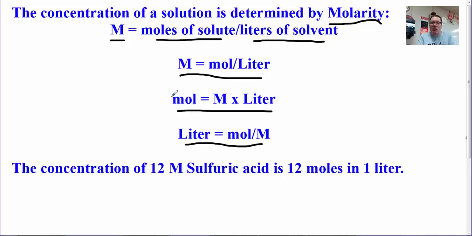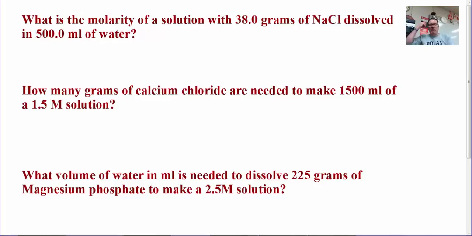And anytime you hear grams, think moles. We should know now easily how to convert between moles and grams. The last little bit here is how I read it. So if I had some 12 molar sulfuric acid, what that would mean is there are 12 moles in every 1 liter. Okay, let's try a few problems.